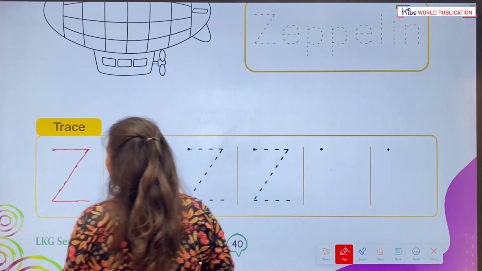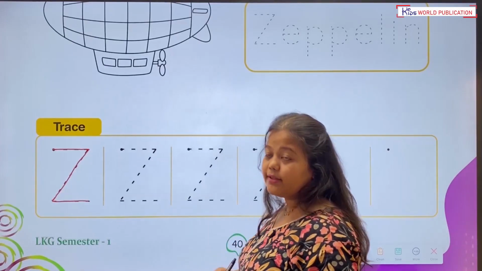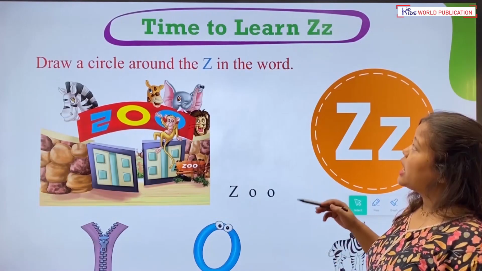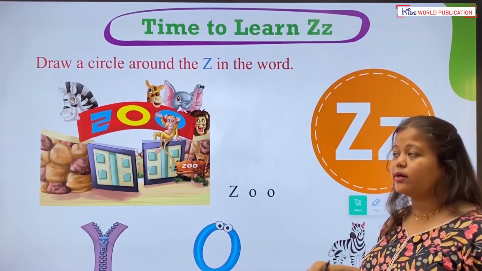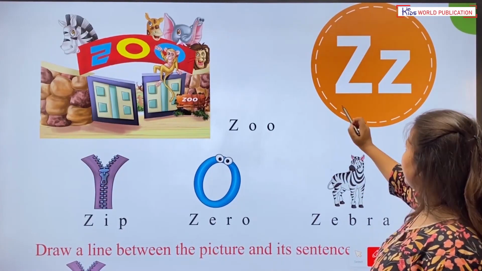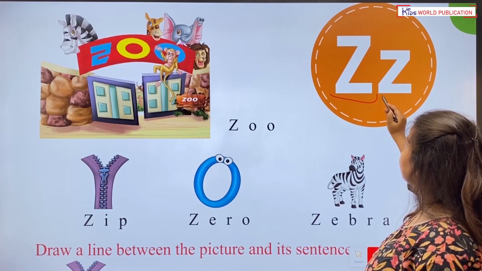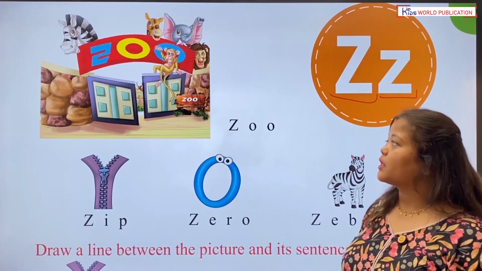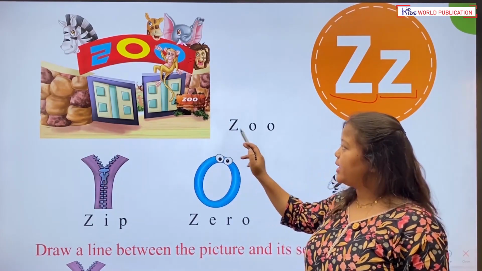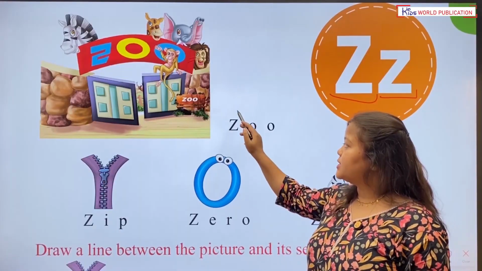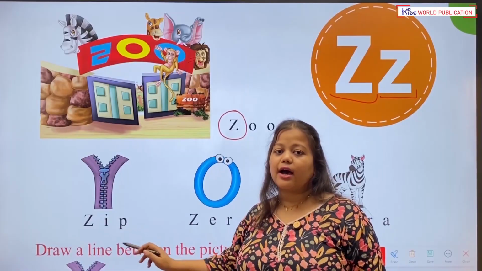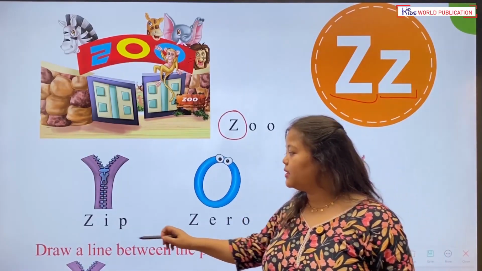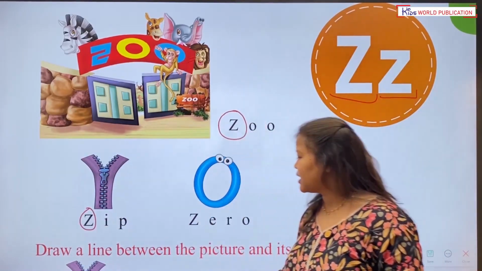So kids, this is how you will trace it and complete the rest of the Z's. Time to learn Z. Draw a circle around the Z in the word. So kids, this is letter Z, capital Z and small z. Zoo, Z-O-O, zoo. We'll circle letter Z. Zip, Z-I-P, zip. So we'll circle letter Z.